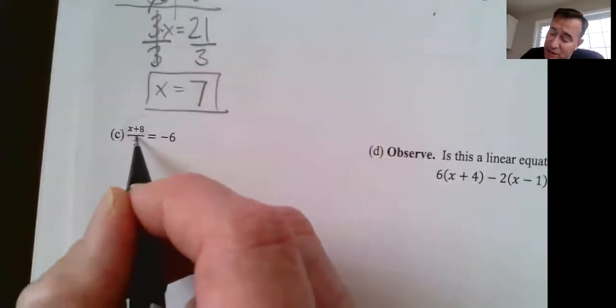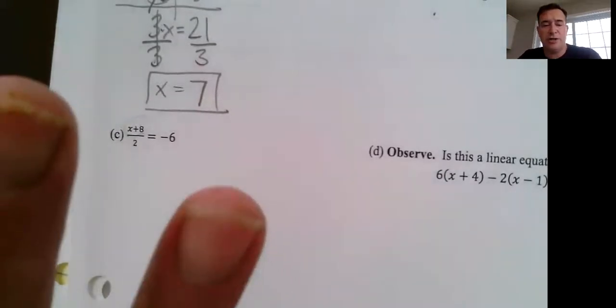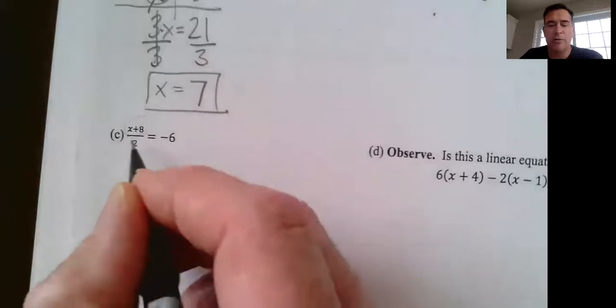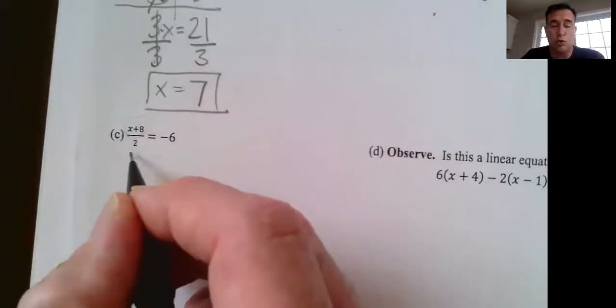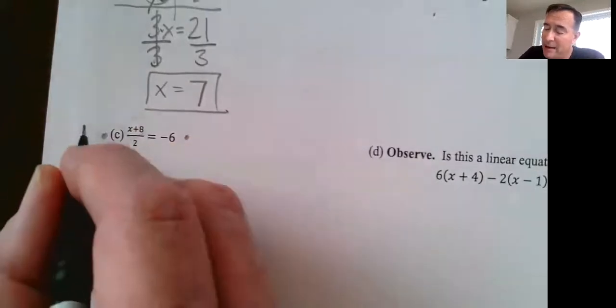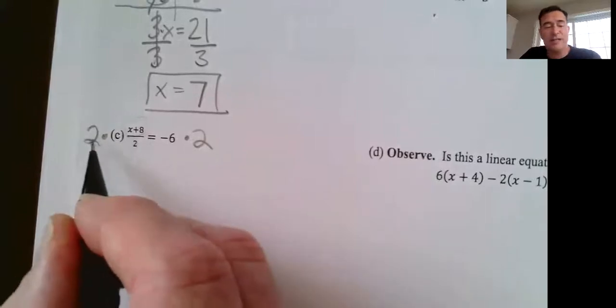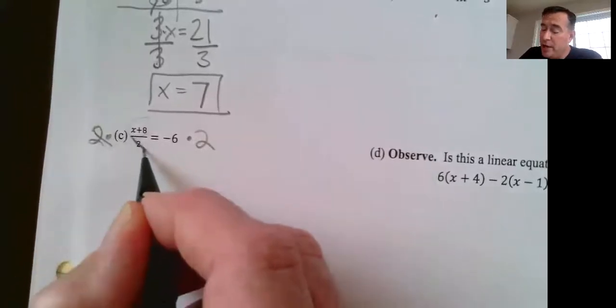So if I look at this, I've got this 2 on the bottom. The way that you kill off all your fractions is to multiply by whatever number's on the bottom, because this is divided by 2. So what I'm going to have to do on both sides of this equation is multiply by that same 2 to make it go away. This divided by 2 and this times 2 will cancel each other out, and we'll be left with what we have on the top.